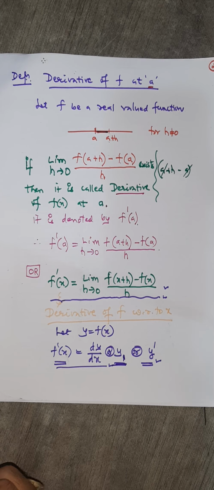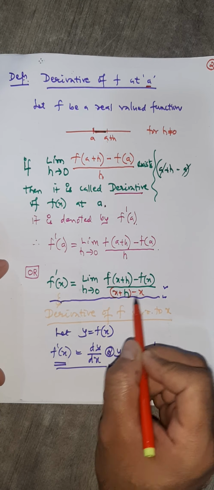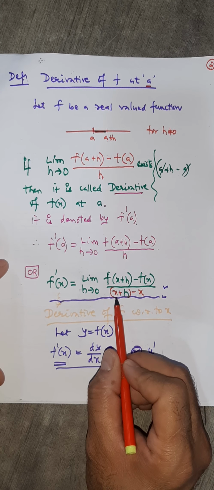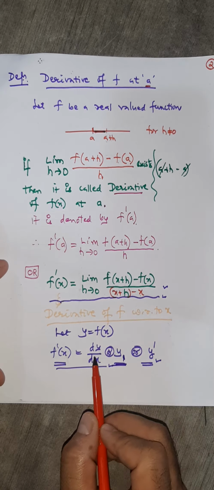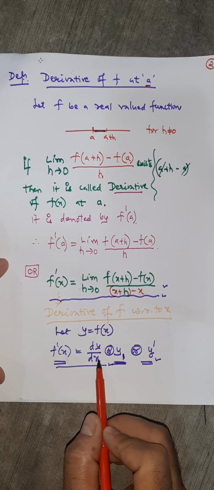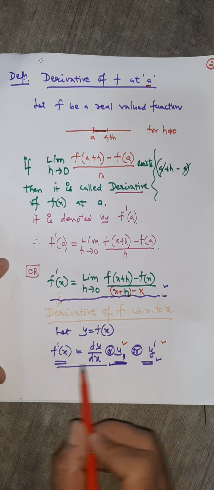If I write here, I can write like this, x plus h minus x. So what is this? This is nothing but the change in the values of variable x. So this is dx. It is denoted by y1 or y dash or f dash x. These are the standard notations.